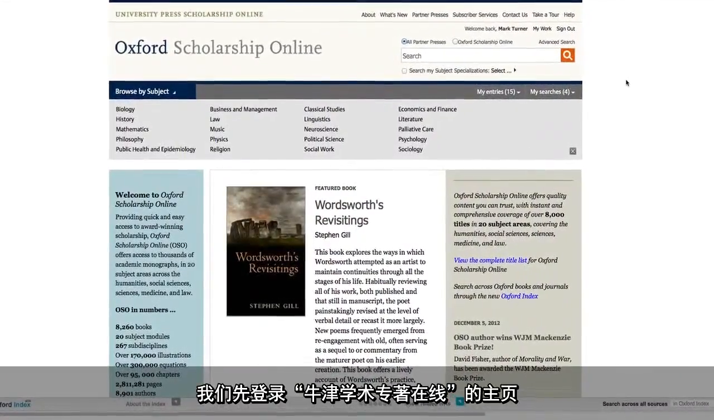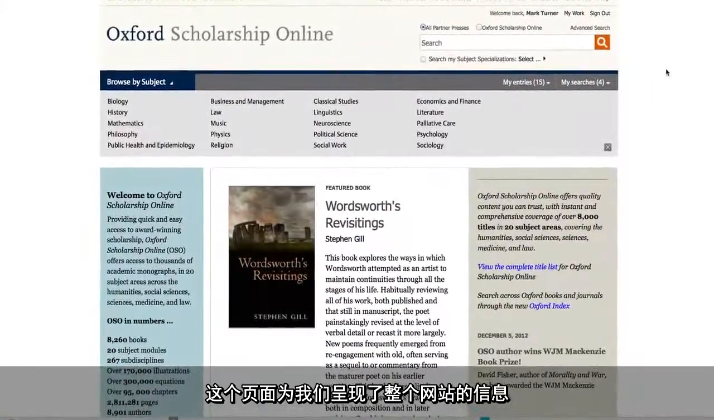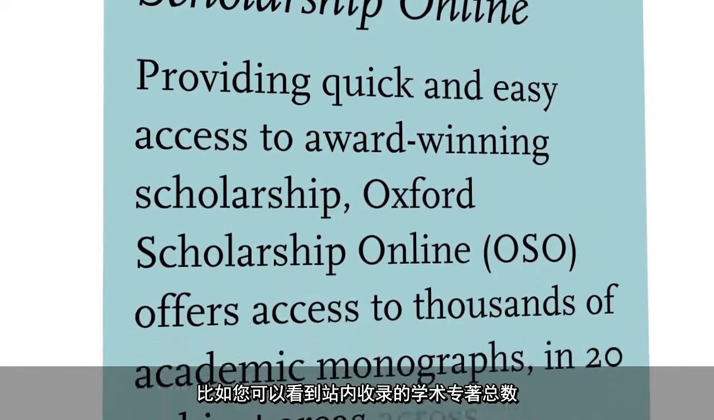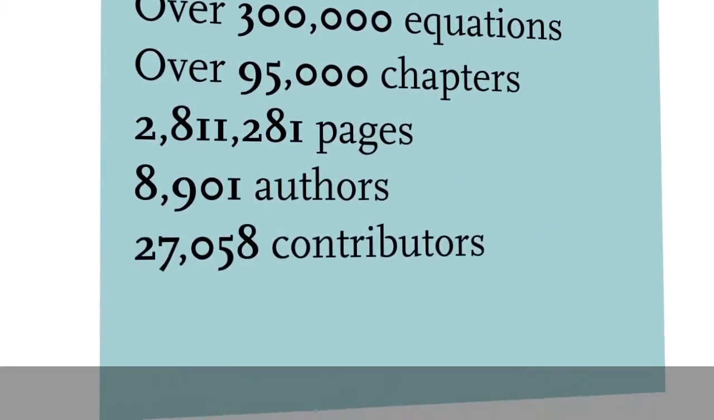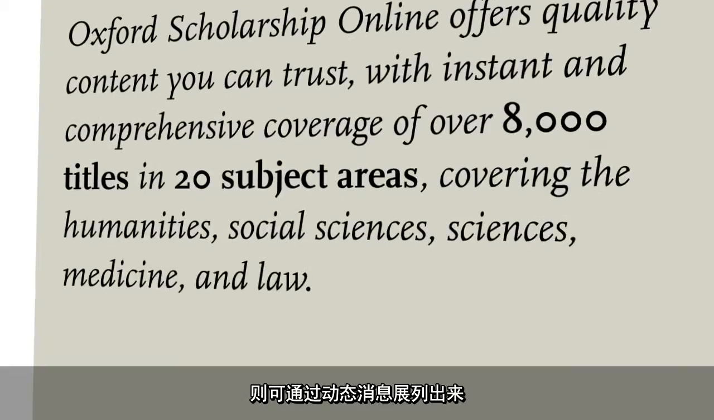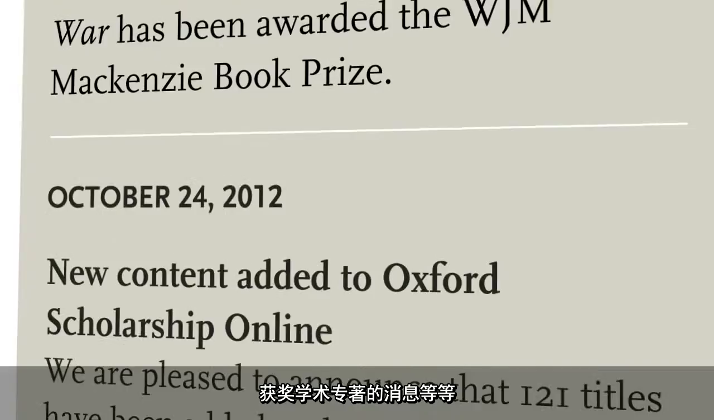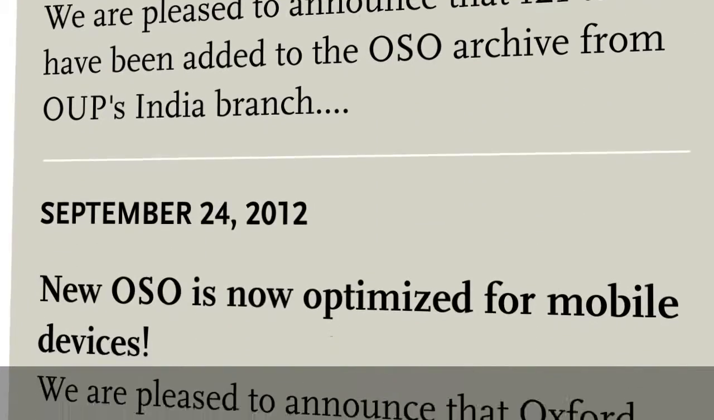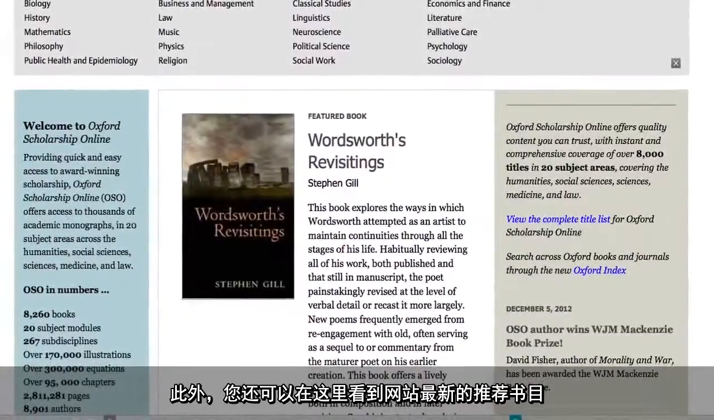We're going to start with the homepage of Oxford Scholarship Online. This is where, obviously, you can see information about the website. You can see, for example, a running total of titles on the site, as well as the subject area coverage. All of the latest developments and news about the site can be accessed via the news feed. For example, announcements about content updates, news on prize-winning titles, and so on. Here you will also find a recently featured book from the site.